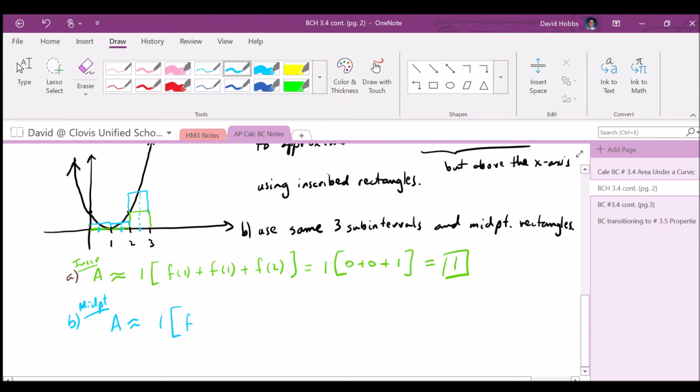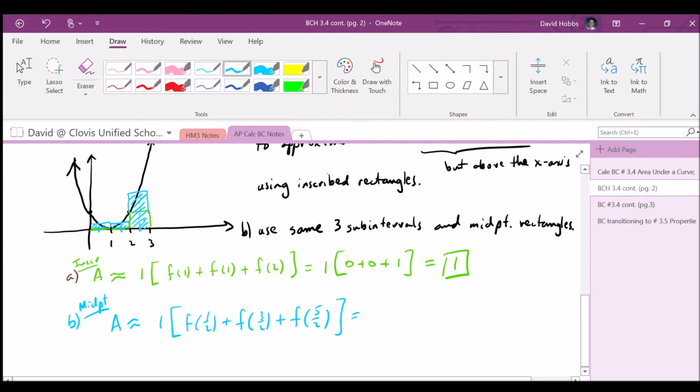Okay, and this one is actually pretty good. So f of 1/2, f of 3/2, and f of 5/2. So why don't we use midpoint rectangles all the time if it's so much more accurate? Well, it's kind of a pain too.